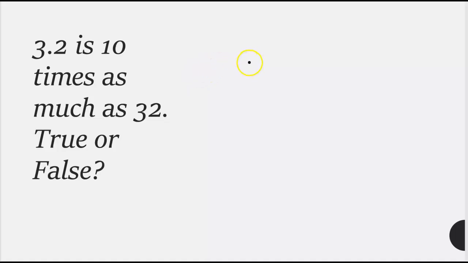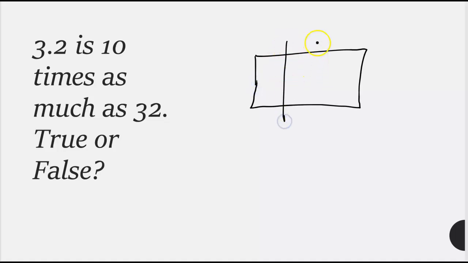3 2/10 is 10 times as much as 32. Is this true or false? So once again, we're starting to get with decimals here, so let's make a place value chart. That's going to help us. So we've got our, let's do one more. We've got our hundreds, our tens, our ones, our decimal, and our tenths.